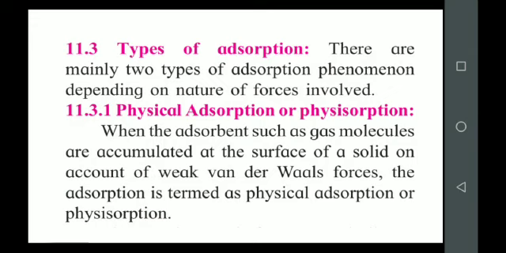Now let us see the types of adsorption. The types of adsorption are classified on the basis of the nature of forces that are involved in holding the adsorbent and adsorbate together. Okay, so let's see the first type of adsorption, which is known as physical adsorption or physisorption. When the adsorbate, such as gas molecules, is accumulated at the surface of a solid on account of weak van der Waals forces, the adsorption is termed as physical adsorption or physisorption.